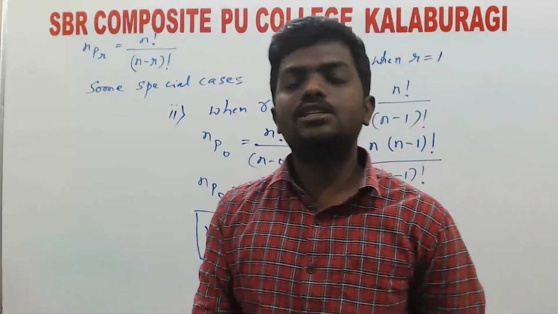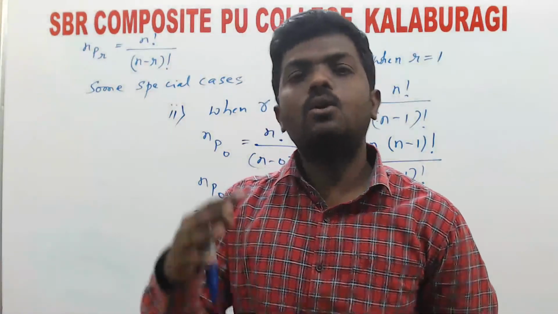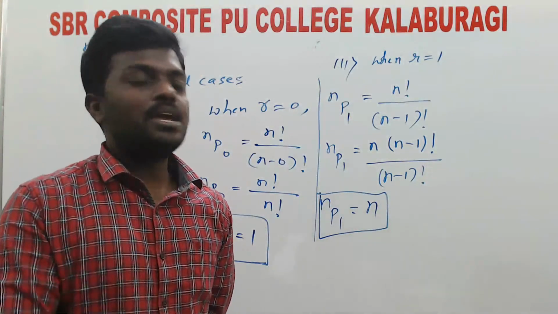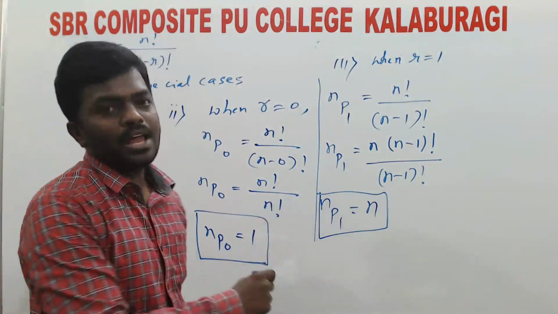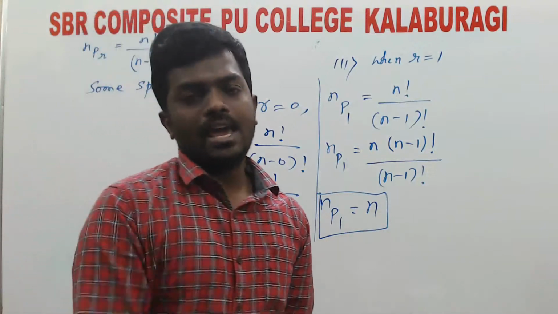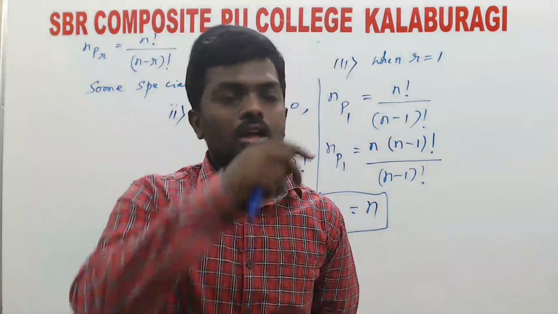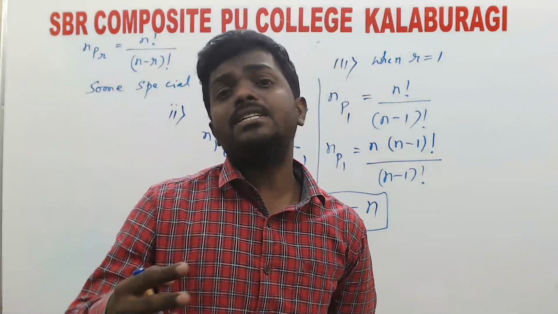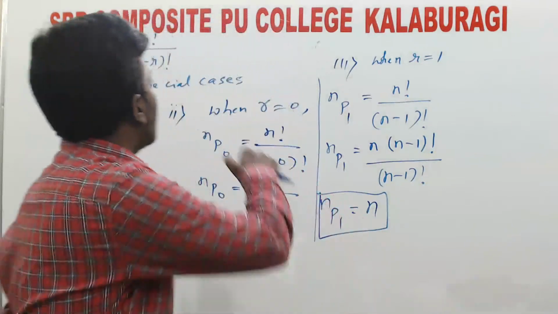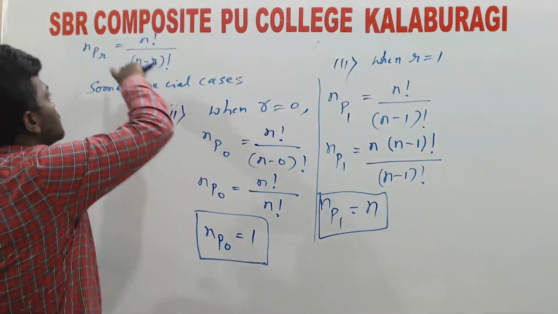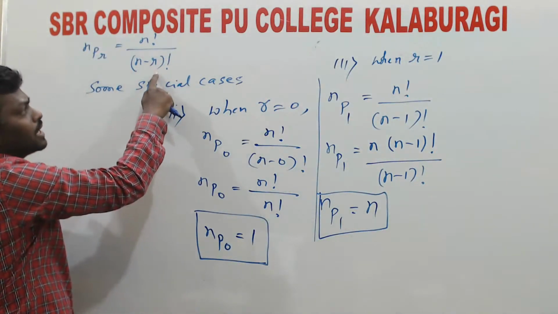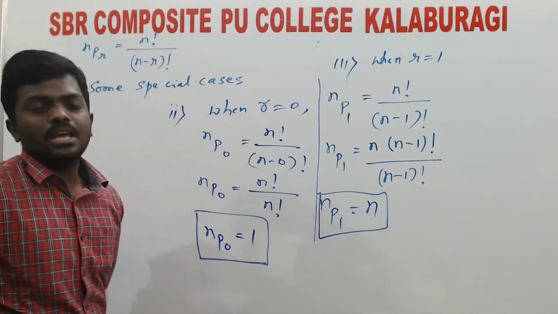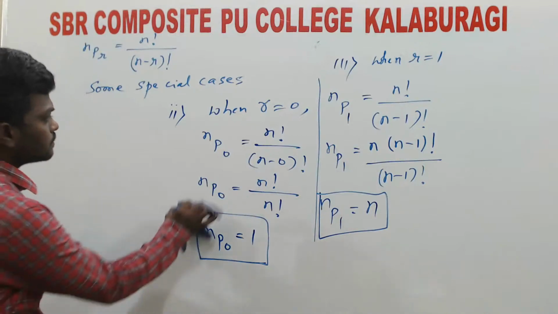So you have studied three special cases. nPn is equal to n factorial, nP0 is equal to 1, and nP1 is equal to n. Okay, so we have understood the formula for nPr when repetition is not allowed. So what is the formula? nPr, memorize it, students. nPr is equal to n factorial by (n minus r) factorial, and these are some three special cases.